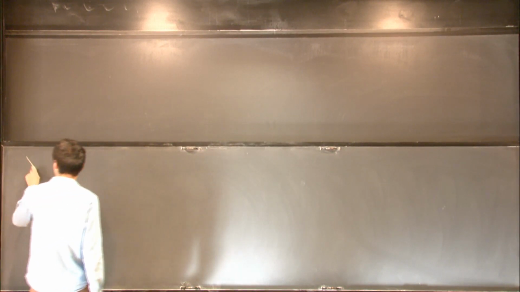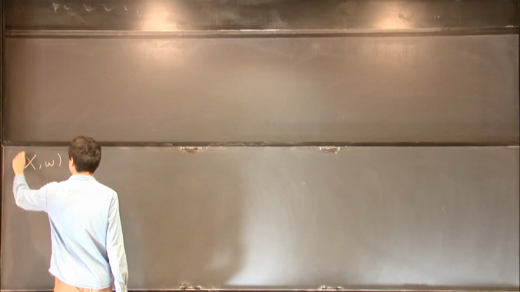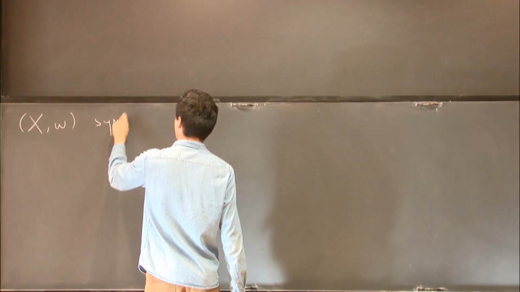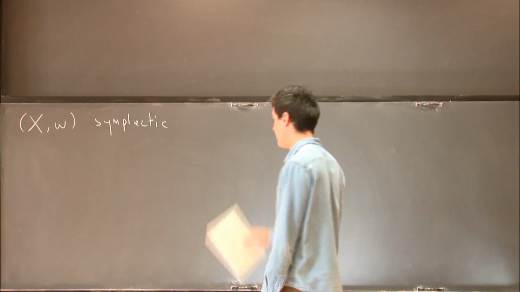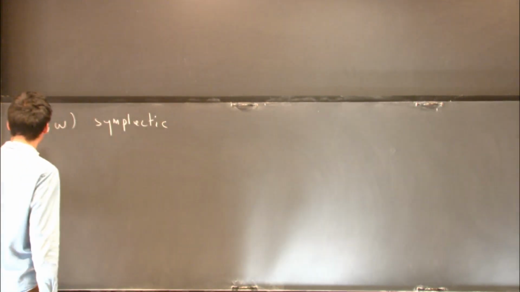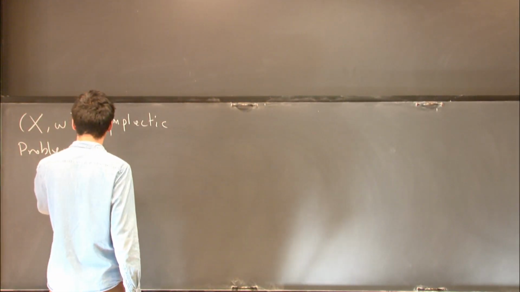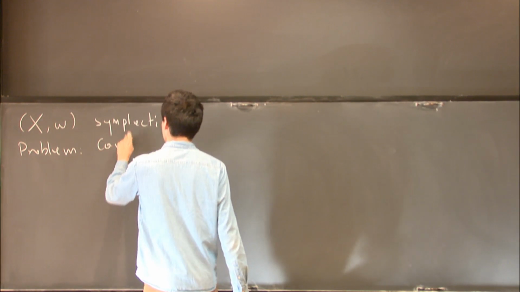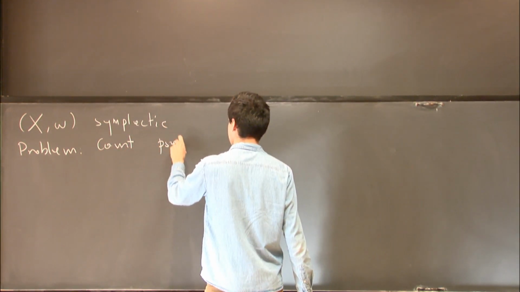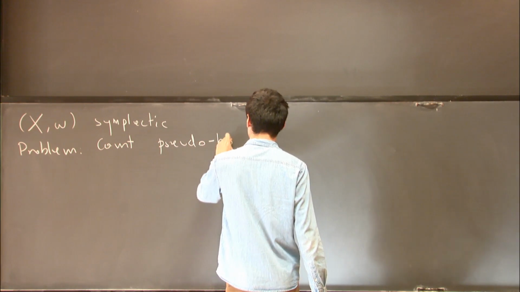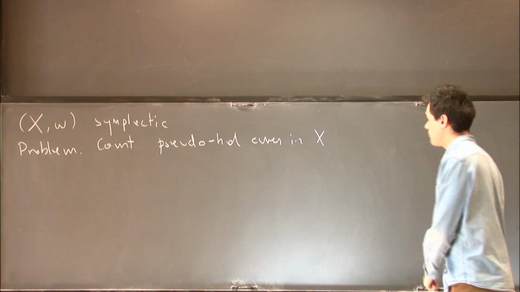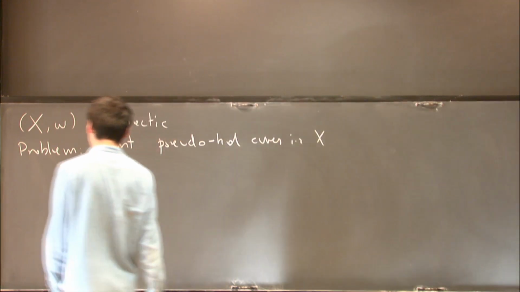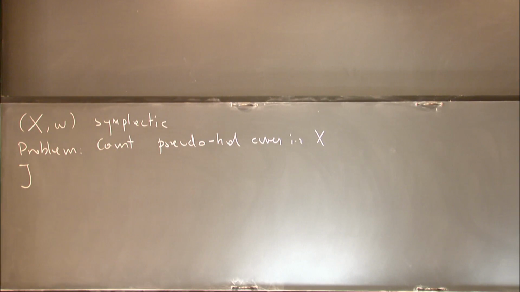So let's say we have a symplectic manifold X, and all my manifolds will be closed and without boundary. And of course, a well-known problem is, in some sense, we want to be able to count pseudo-holomorphic curves in X. So to be a little bit more precise, we choose some almost complex structure J on X, which is compatible with a given symplectic form.